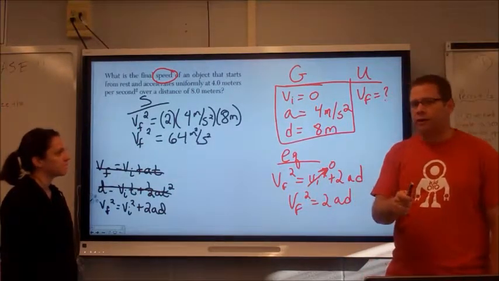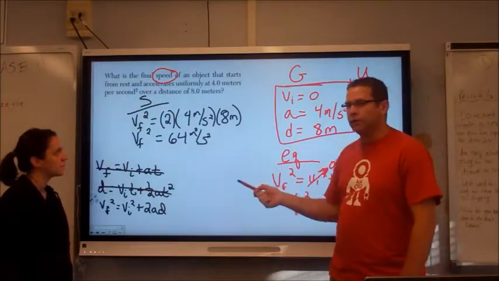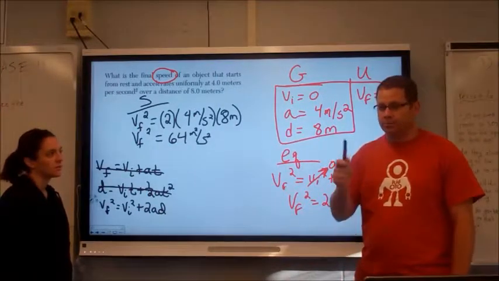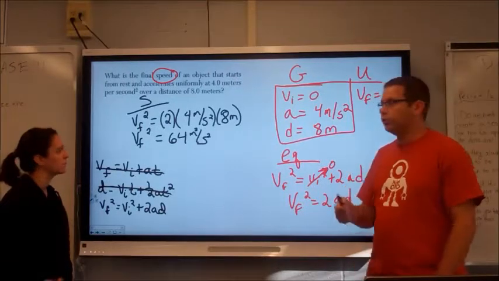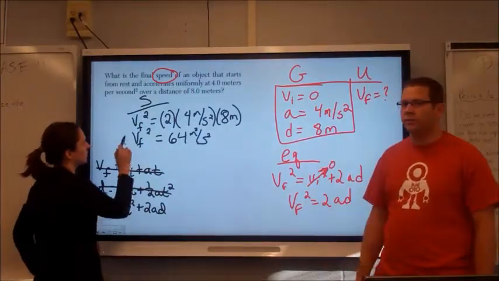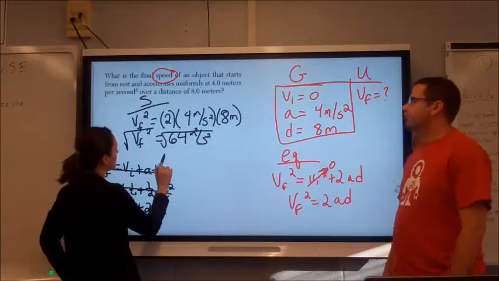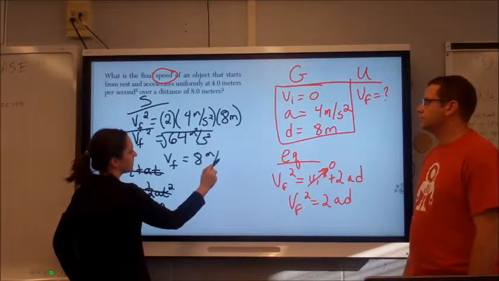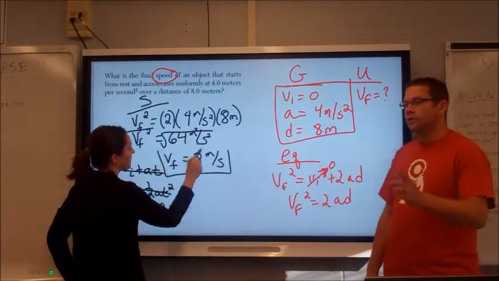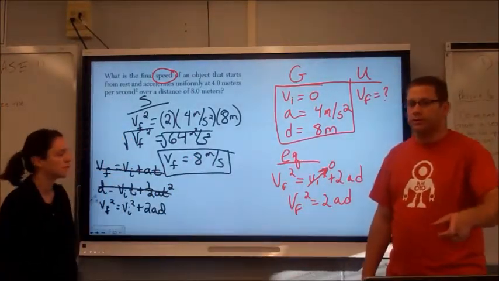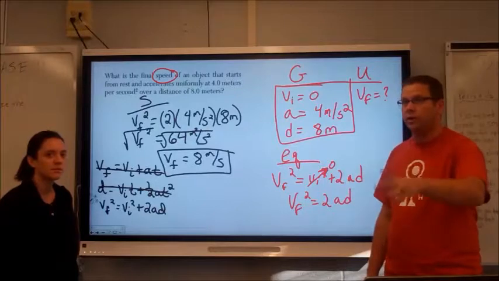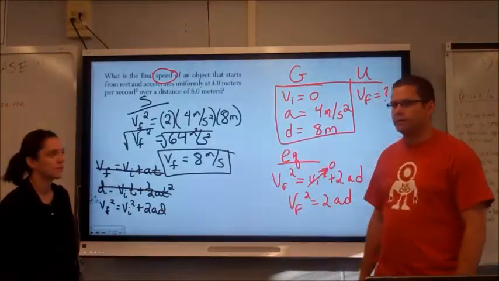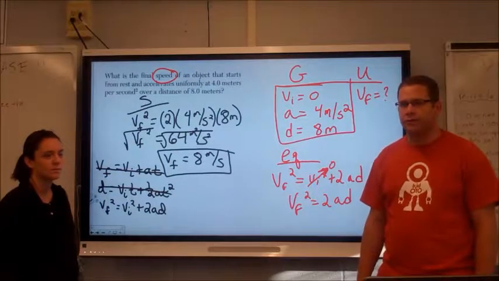You should also recognize that you're not done because the unit for velocity is not meters squared over seconds squared. It is meters over second. So what do you do? You take the square root. We should know that the square root of 64 is 8. Now, you take the square root of meters squared, you get meters. You take the square root of seconds squared, you get seconds. So, meters over seconds. That's the proper unit for velocity.